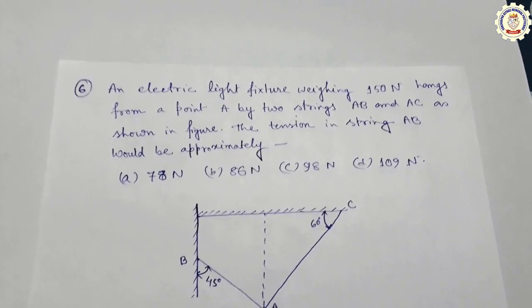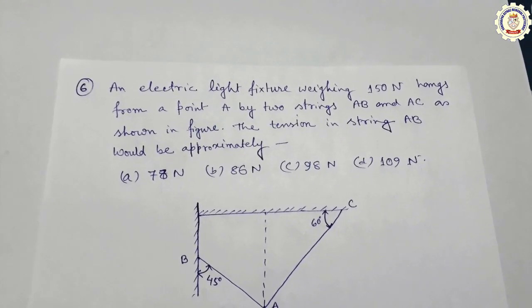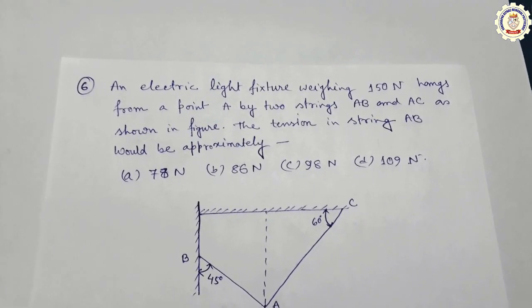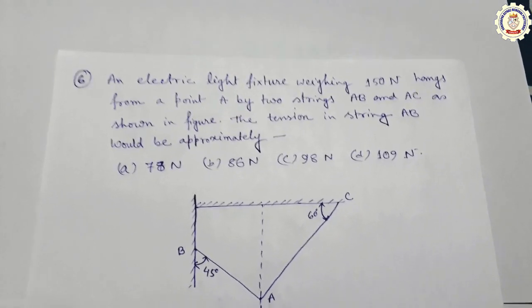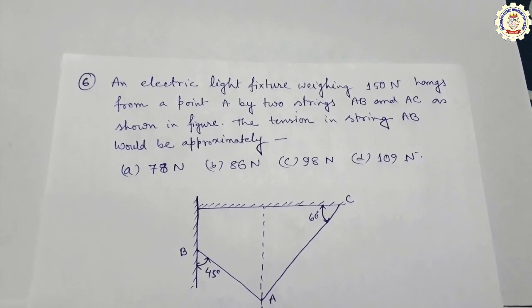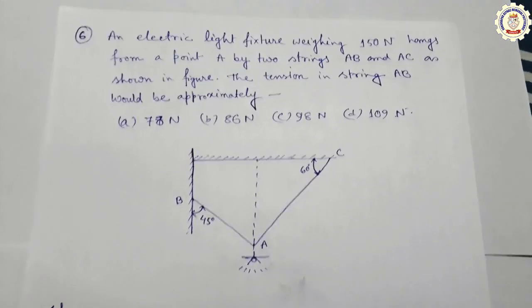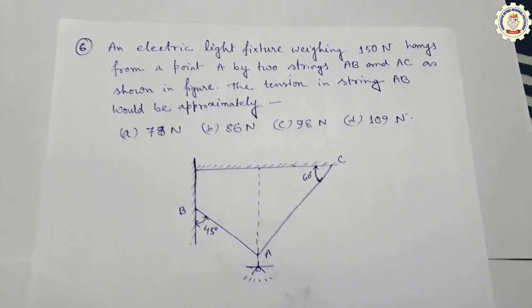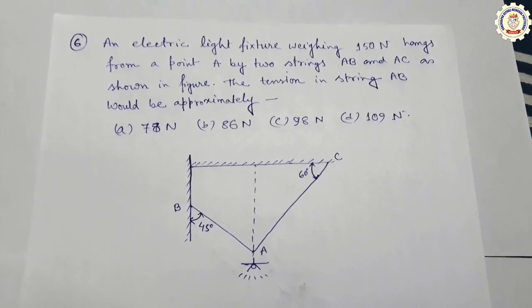This is the last problem for today's class. An electric light fixture weighing 150 Newton hangs from a point A by two strings AB and BC as shown in the figure. This is the figure. The tension in string AB would be approximately.